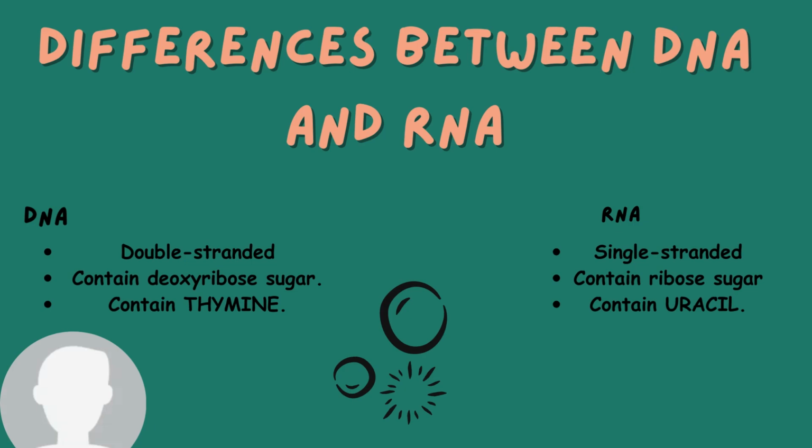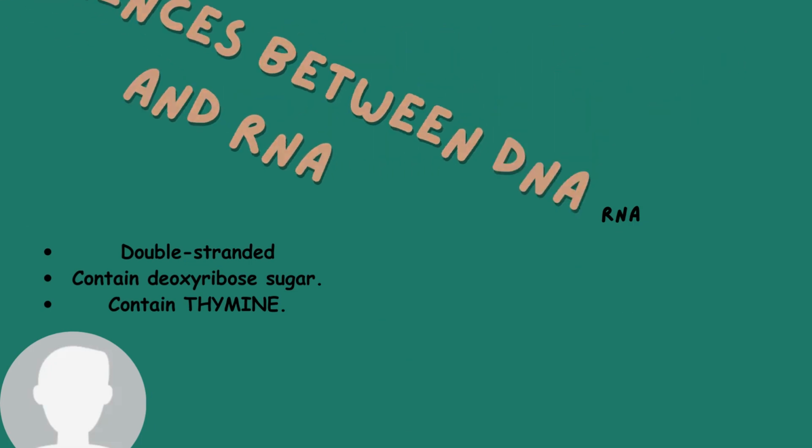Then we've got differences between the DNA and RNA. There are more differences, but I'll give you guys these three differences. DNA is double-stranded. RNA is single-stranded. Then the DNA has deoxyribose sugar because it's deoxyribonucleic acid. Then RNA has the ribose sugar because it's ribonucleic acid. Then in DNA there is a thymine, while in RNA there is a uracil.